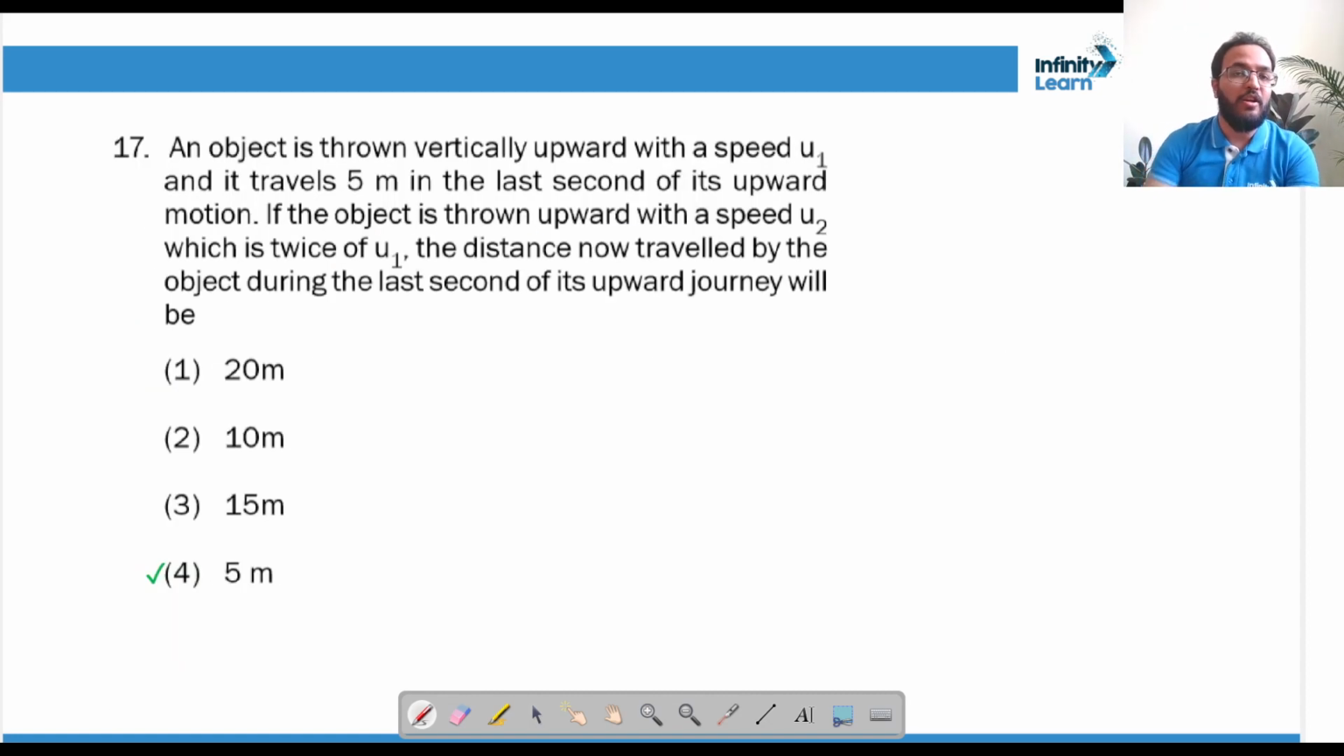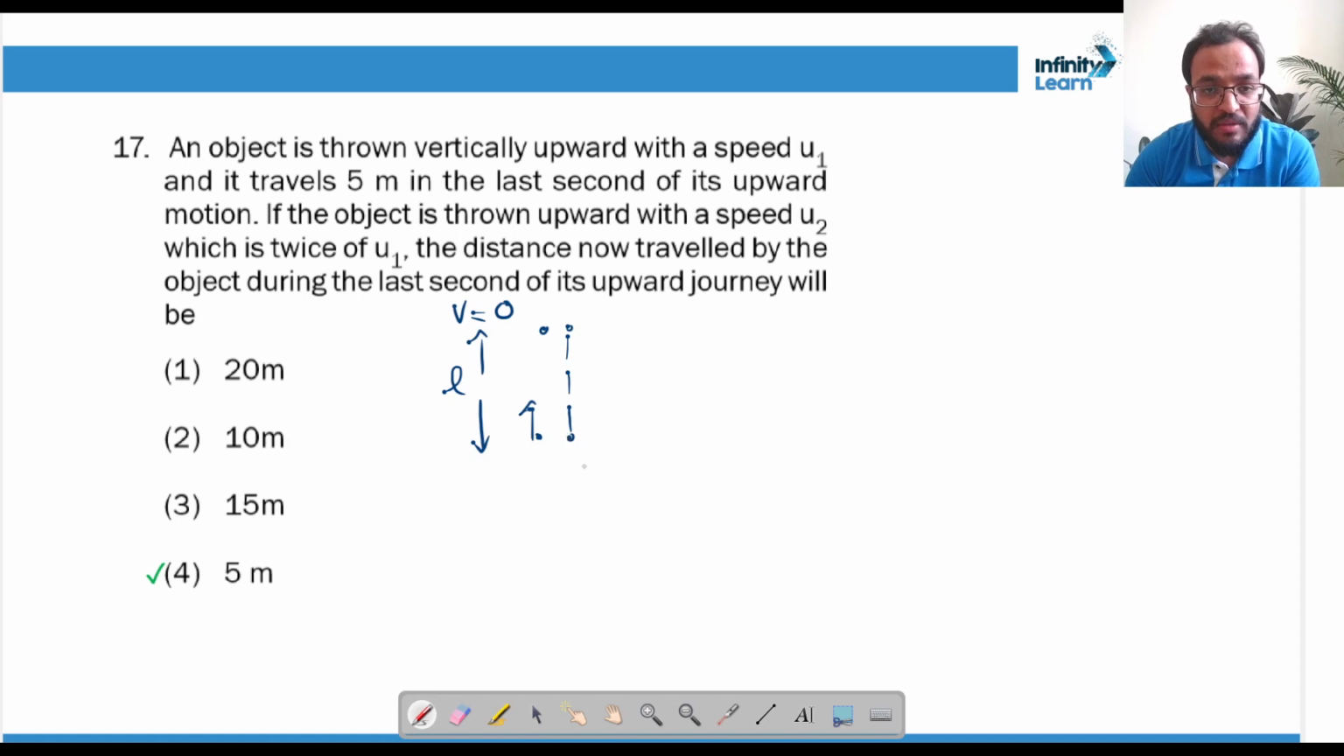Now, an object is thrown vertically upward with speed u1. It travels 5 meters in the... See, this is a concept, students. I don't want to tell you the method, just remember: whenever the object is going up and it is reaching the topmost point, its velocity will be zero. So in the last 1 second, the distance traveled, suppose it is L, and in the next 1 second, when it starts to come down, it will again travel the same distance. And what is L? L will be half g t square.